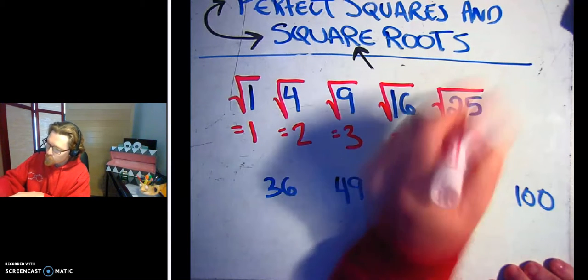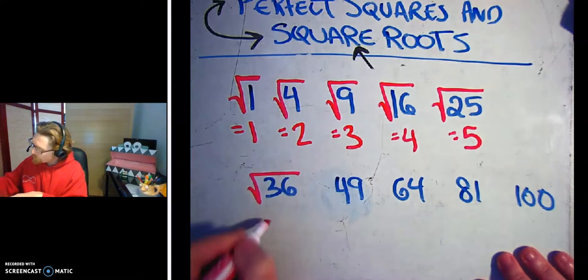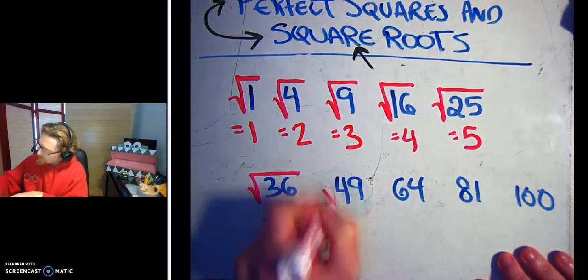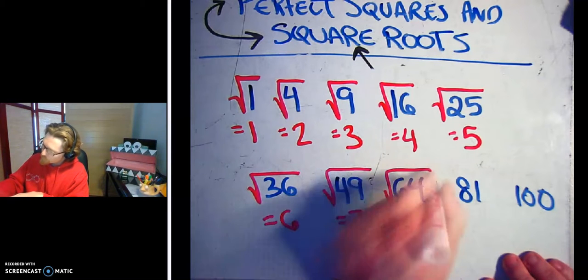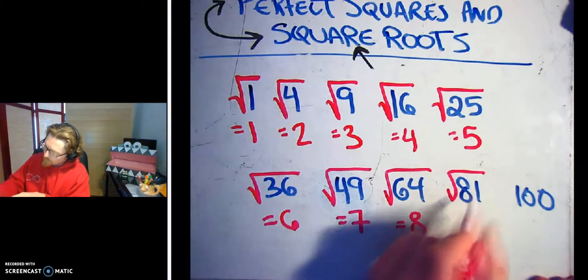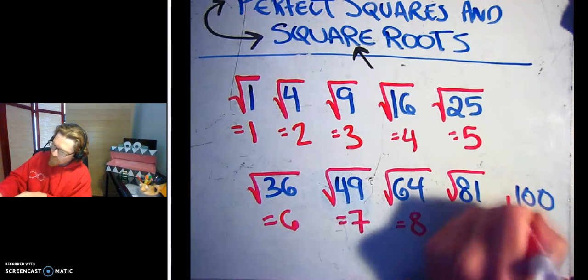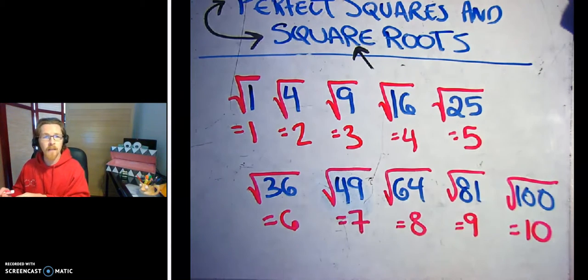The square root of 25 is 5. The square root of 36 is 6. The square root of 49 is 7. The square root of 64 is 8. The square root of 81 is 9. And the square root of 100 is 10.